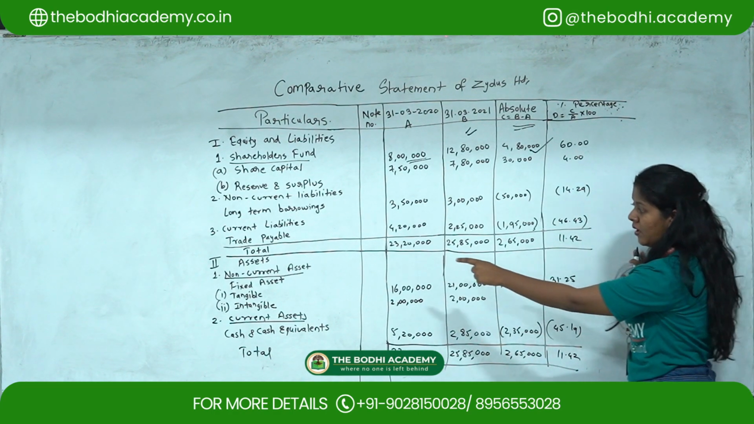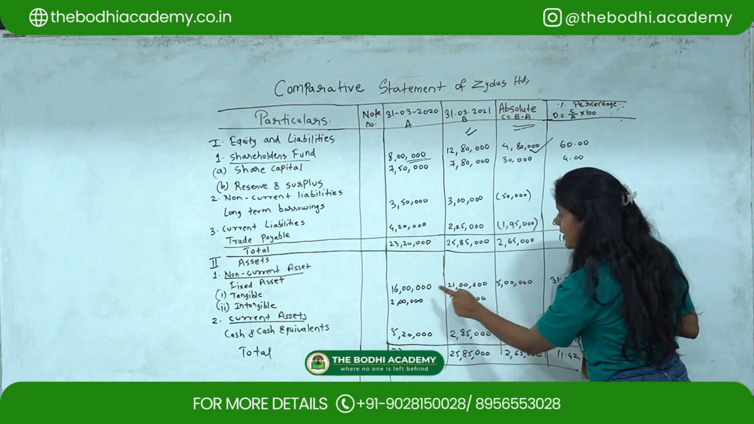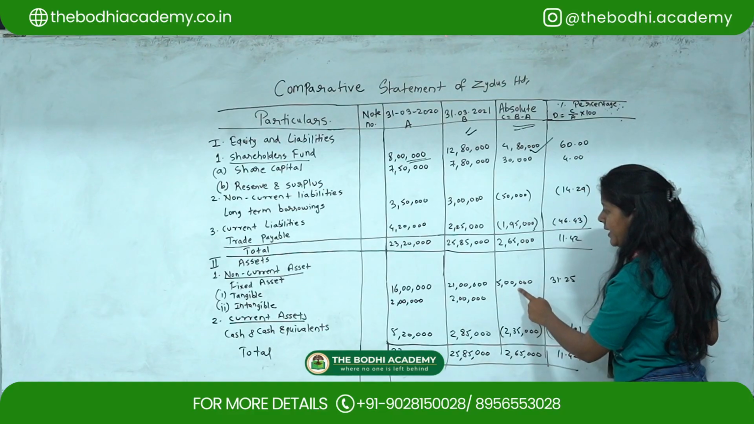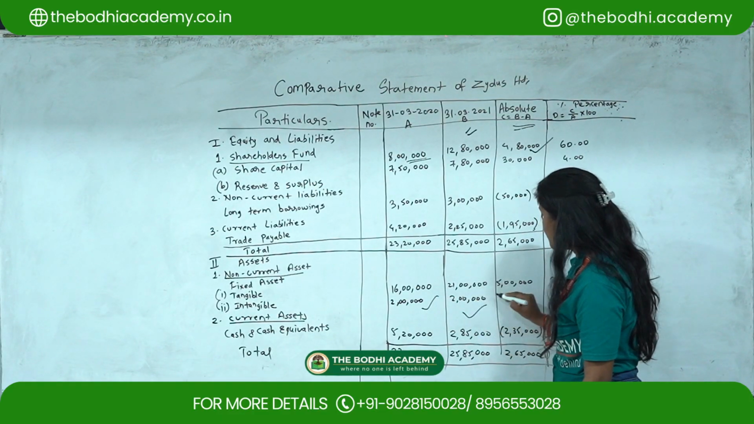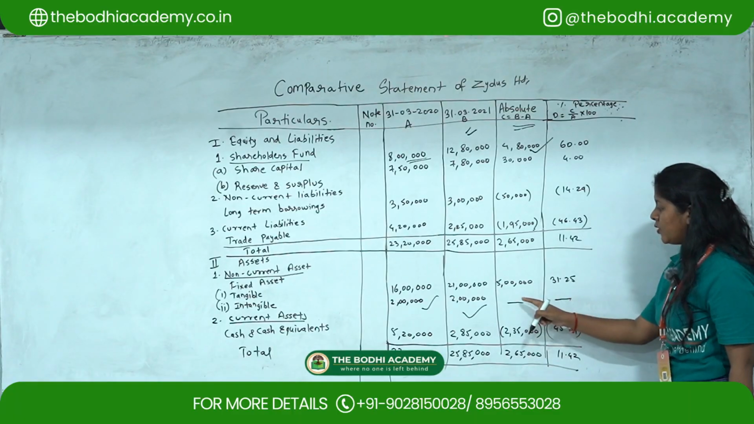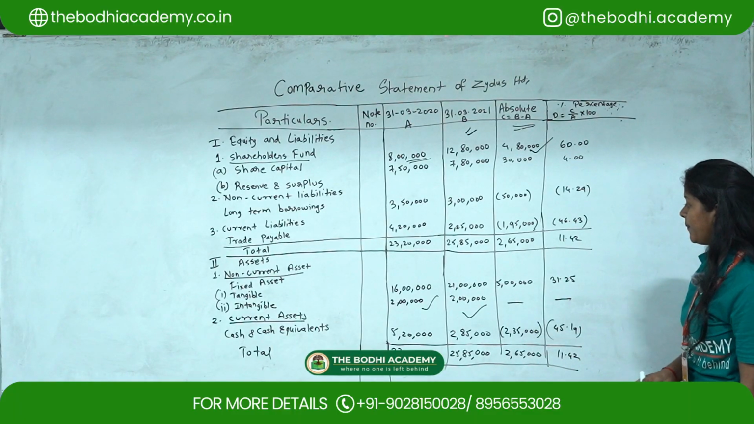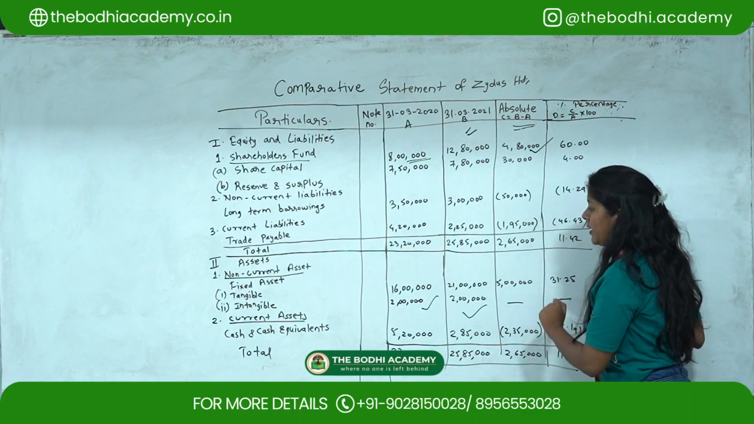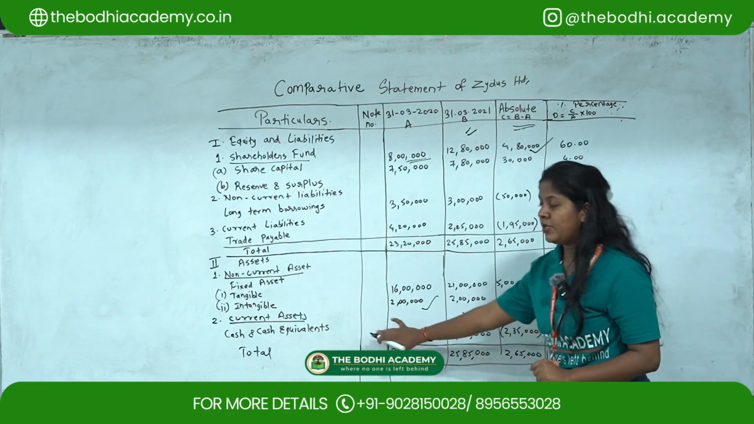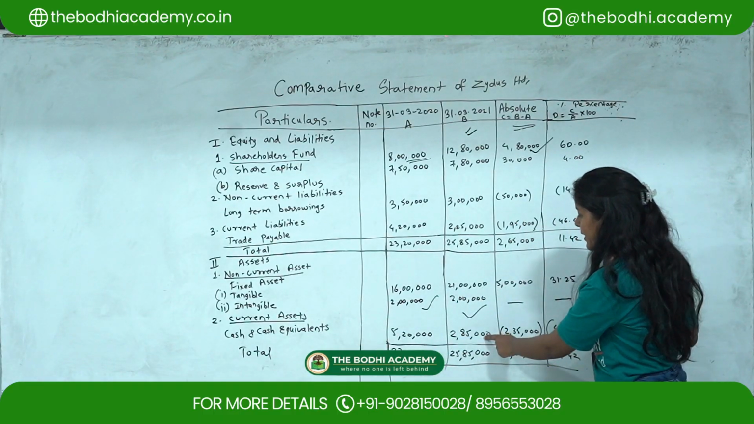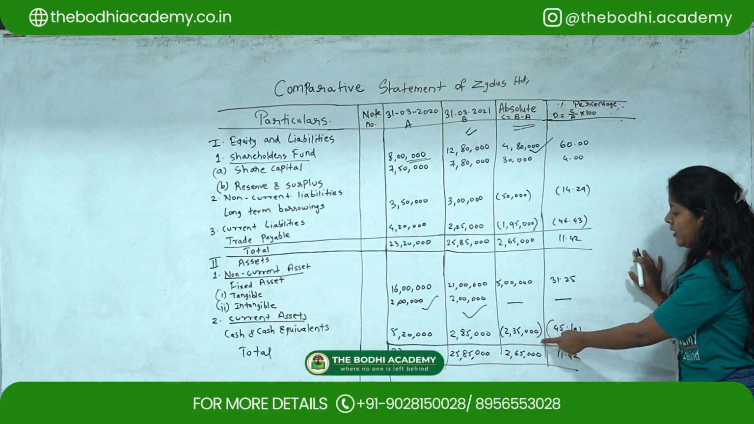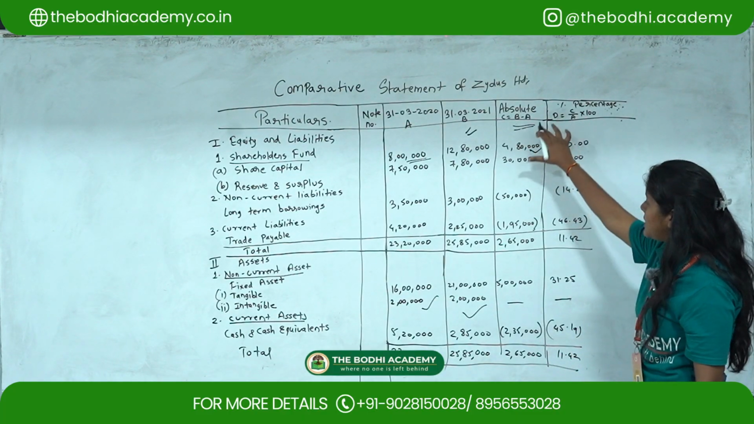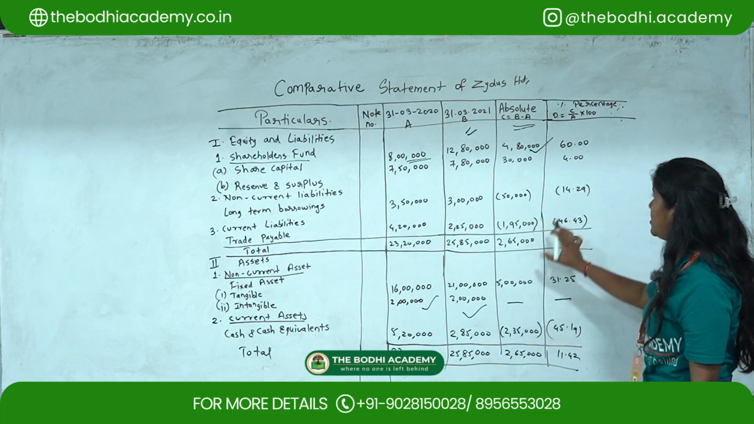With regards to tangible assets, 21 lakhs minus 16 lakhs, you'll get 5 lakhs. But if you see intangible assets, both amounts are the same, so nothing will come here. You can write nil also, because the amount will be 0. Then cash and cash equivalents, 2 lakh 85,000 minus 5 lakh 20,000, which will give you negative 2 lakh 35,000. So this is how you have to calculate the absolute change.